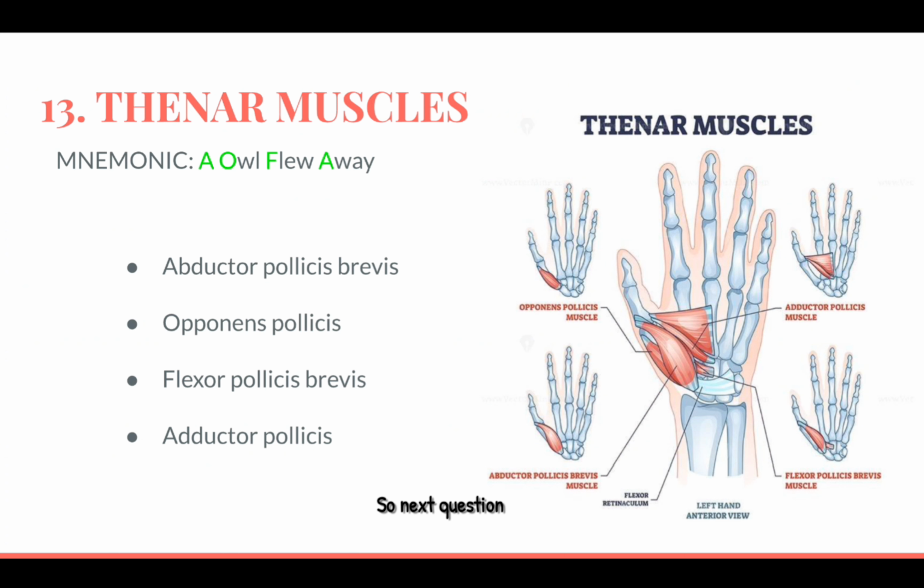So next question is the thenar muscles. So they have asked repeatedly, what are the thenar muscles in our body? Okay, so the mnemonic is "All flew away". So A corresponds to abductor pollicis brevis, O in owl corresponds to opponens pollicis, F in flew corresponds to flexor pollicis brevis, and away, A corresponds to adductor pollicis. Okay, the next question.